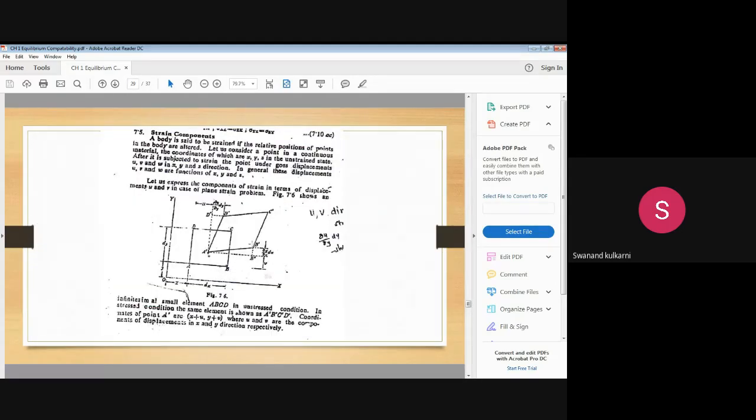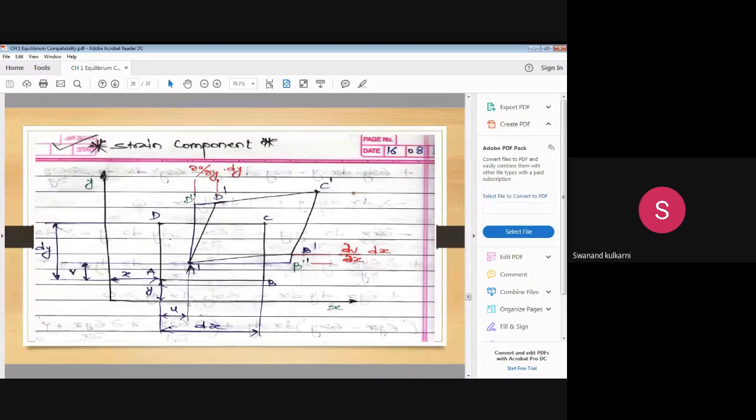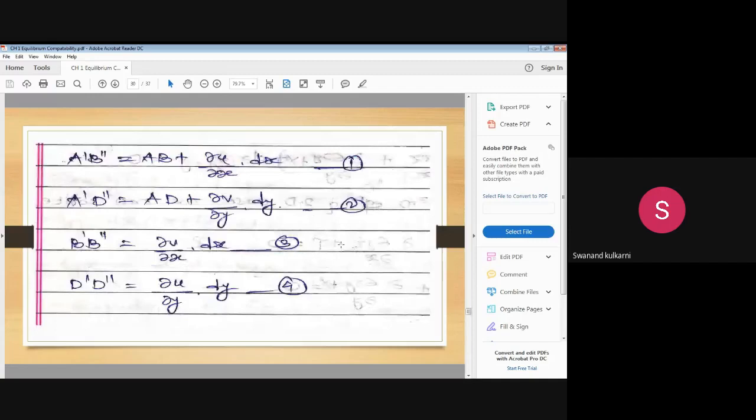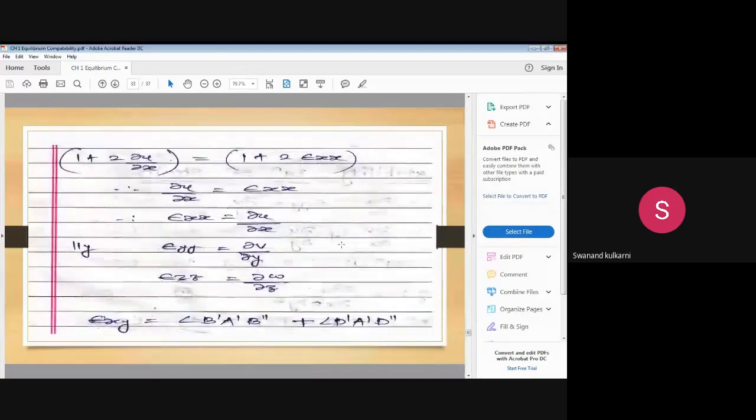Coming to this figure, we can understand this. This particular part, b dash a dash b double dash, or d dash a dash d double dash, here also we can consider d dash a dash d double dash. Similarly, here we can see a dash b double dash. By adding these things, we can get this particular equation. Epsilon xy is the angle b dash a dash b double dash plus angle d dash a dash d double dash. So this is the shear strain considering xy.